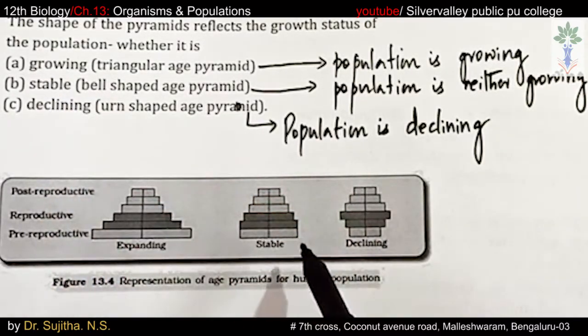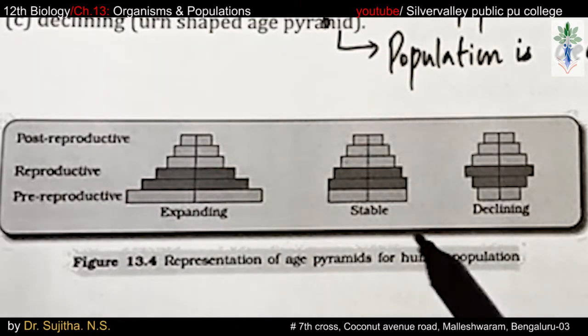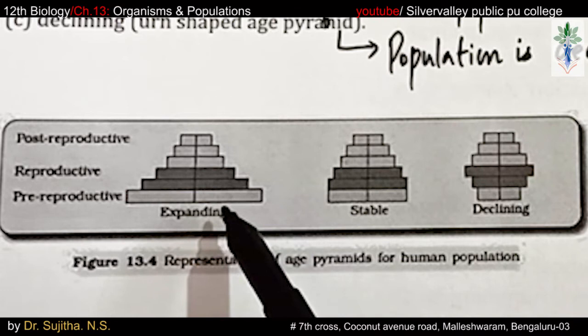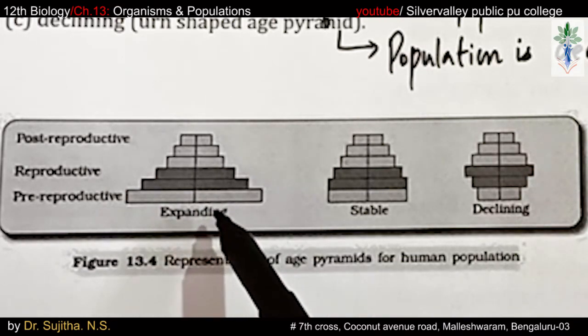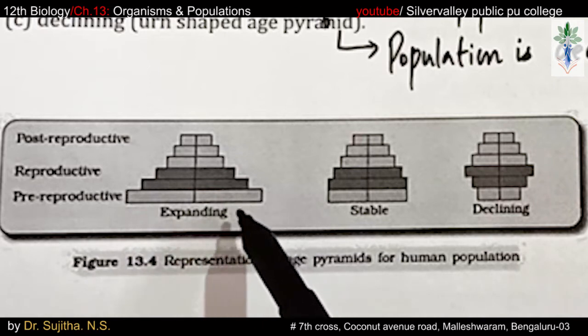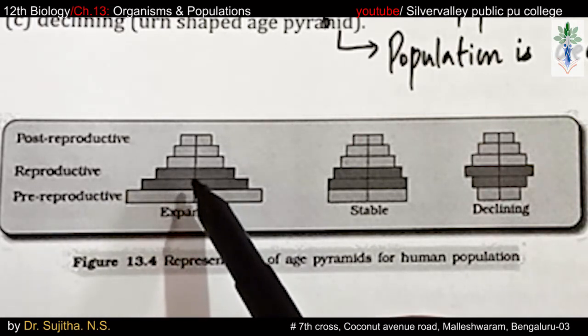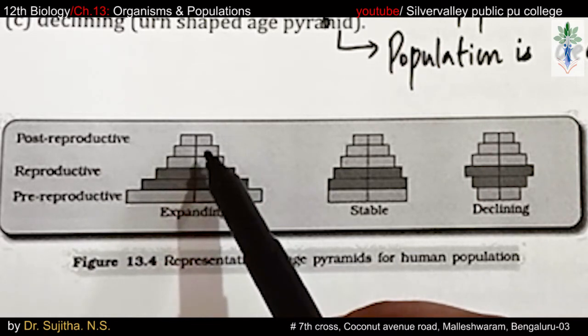Now these are the 3 different age pyramids. Let us discuss one by one. The first one is an expanding age pyramid, also known as a growing age pyramid, and the shape of this is triangular in nature. Therefore we call it a triangular age pyramid. Here the pre-reproductive individuals are large, the number of reproductive individuals is moderate, while the post-reproductive individuals are less in number.